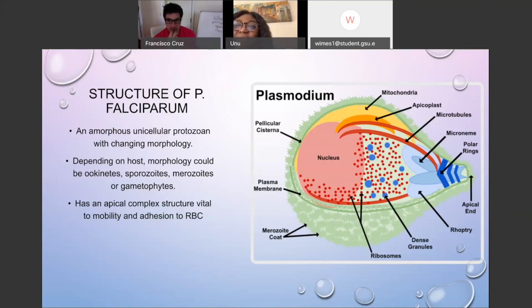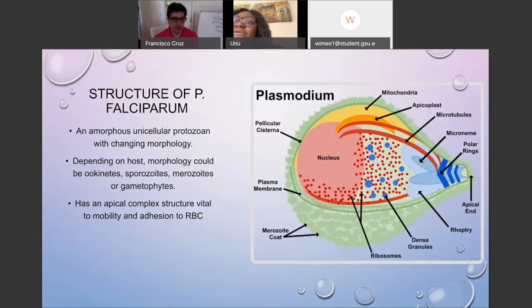And then there's also the apical complex, which is vital for the mobility and adhesion to the red blood cells, which is something that we discussed in the lecture that we had today when we looked at how microbes are able to attach to a particular organism or a particular structure that helps it stay or abide within a host and makes it capable of causing diseases. So the same thing happens with Plasmodium. The apical complex is a very important structure for adhesion to the red blood cells.